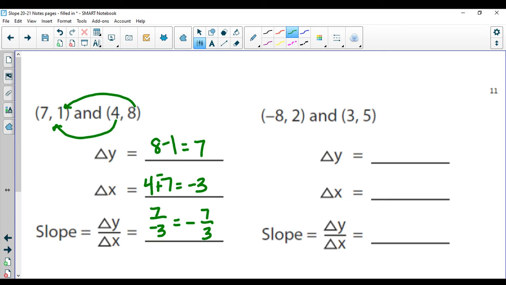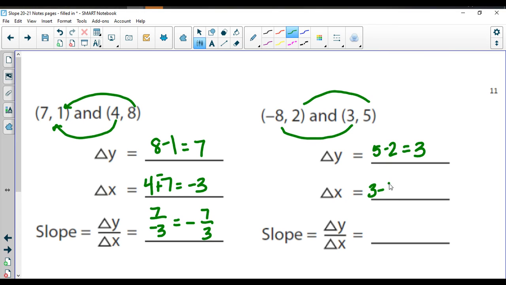In this next example, go ahead, find delta y. For delta y, you're going to do 5 minus 2. So your delta y value is going to be 3. Go ahead, take a minute, find delta x. For your delta x value, you're going to do 3 minus a -8. So you're going to make those 2 marks, and 3 plus 8 is 11.